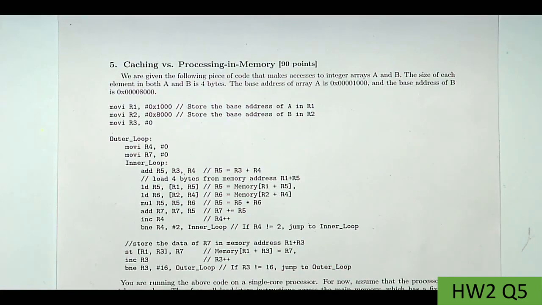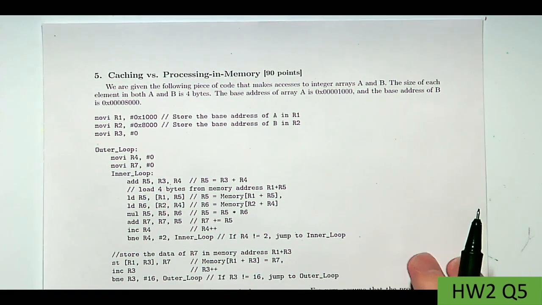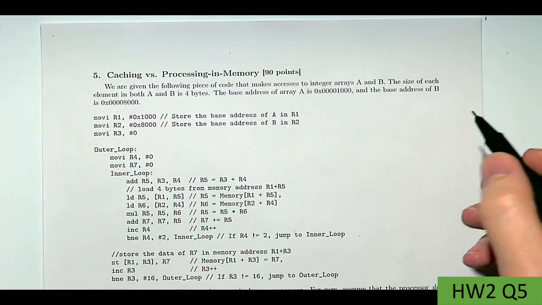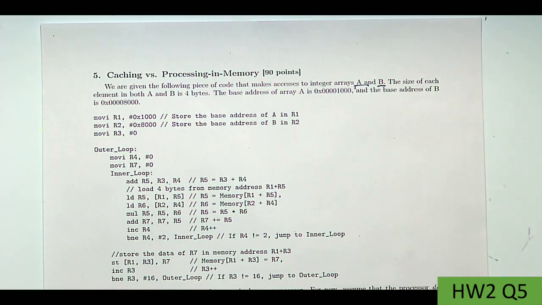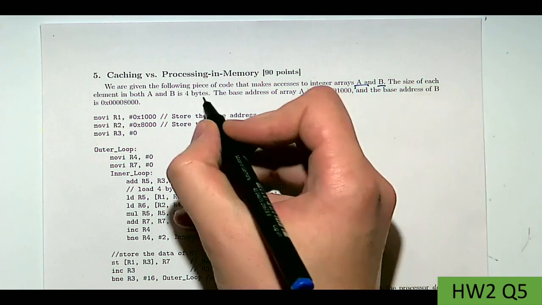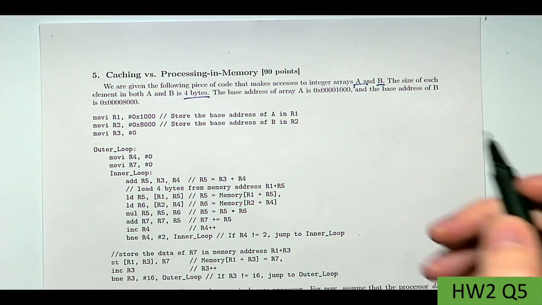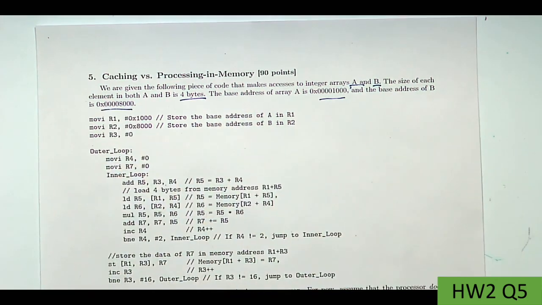Okay, the next question is from the second homework. This is question 5 from homework 2. It covers caching and processing in memory. The question is like this. It defines 2 integer arrays, A and B, with elements of size 4 bytes. And here you can see the base address of A and the base address of B.